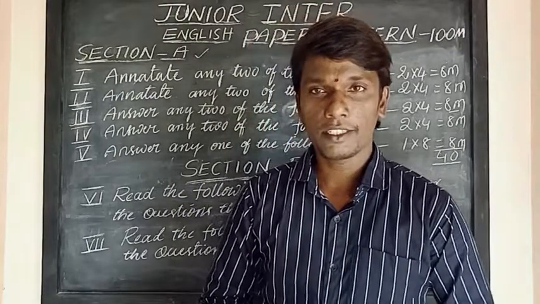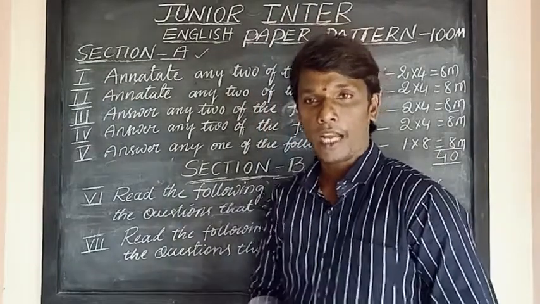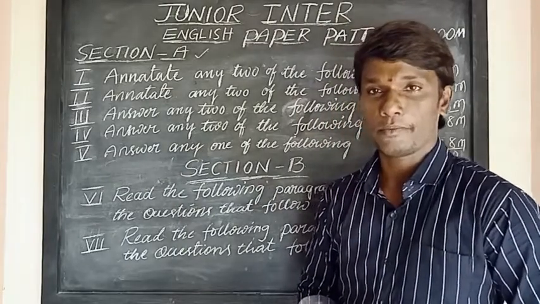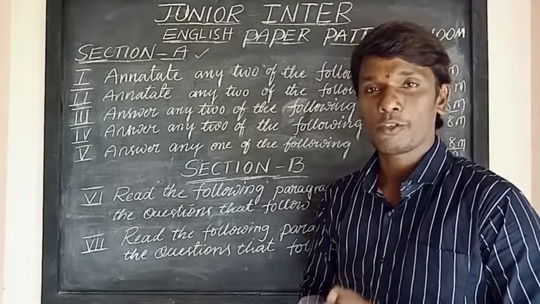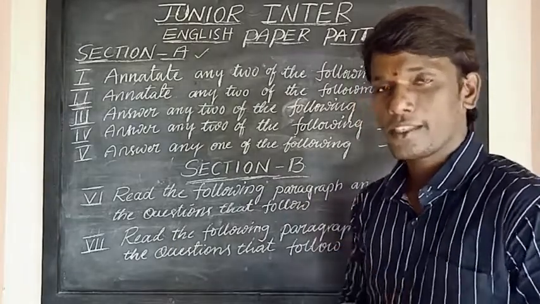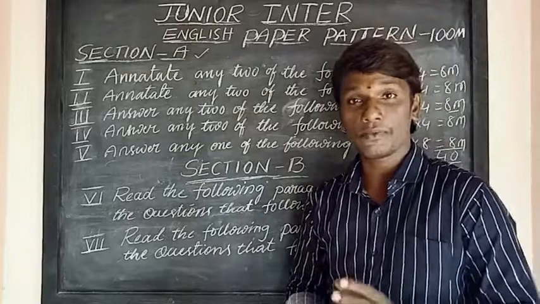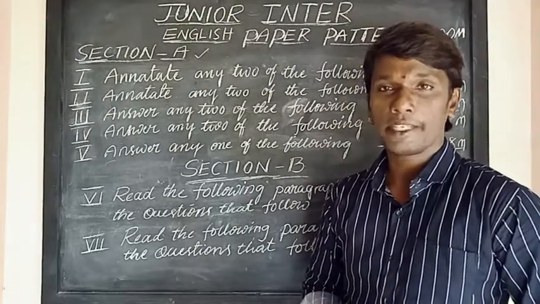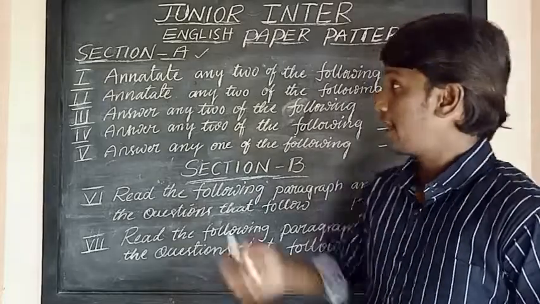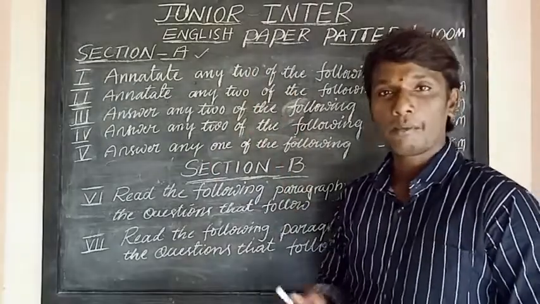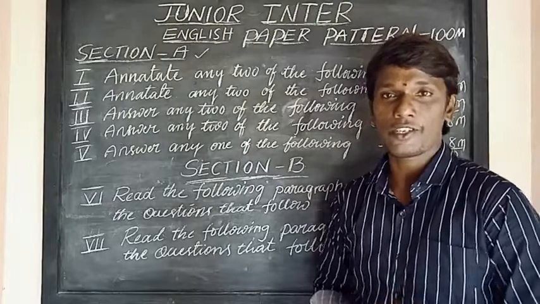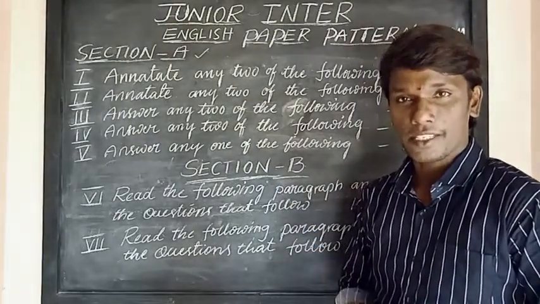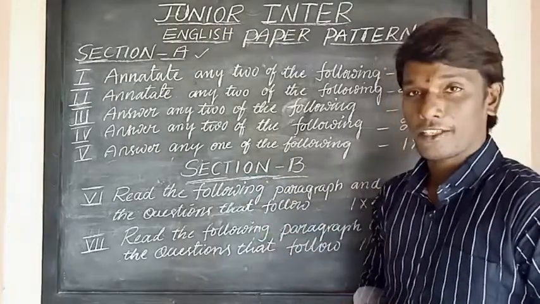Myself Ramakrishna, English faculty. Today, I would like to explain to you the intermediate English question paper pattern. This English question paper for intermediate is for 100 marks. Various questions will be tested for 100 marks, and this question paper can be classified into three sections, that is section A, section B and section C. Now let us talk about section A.